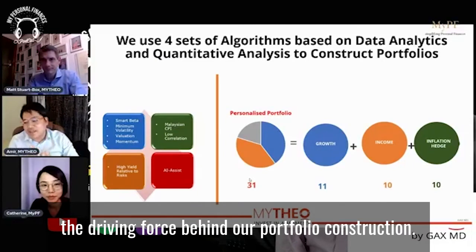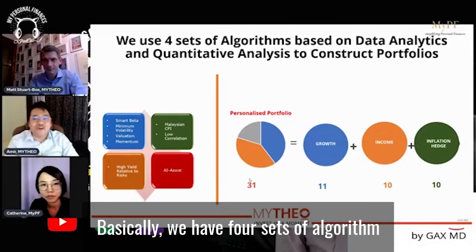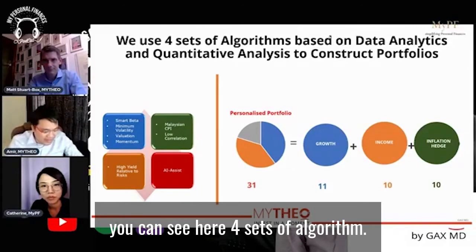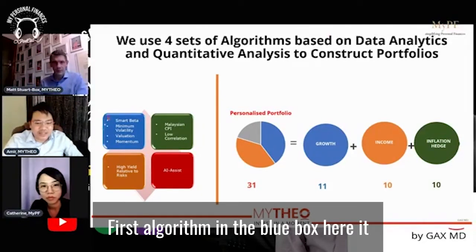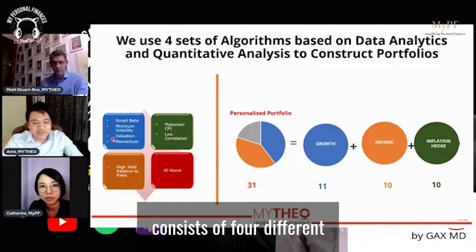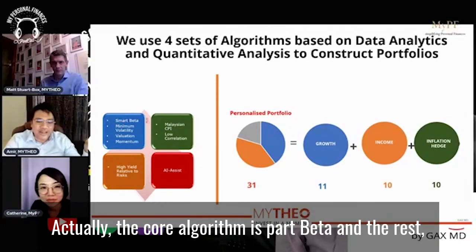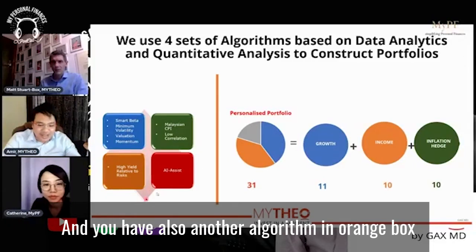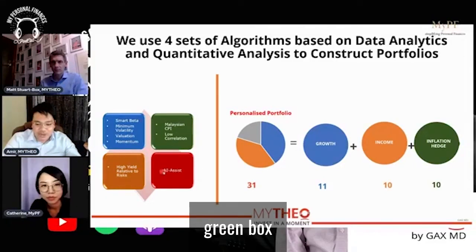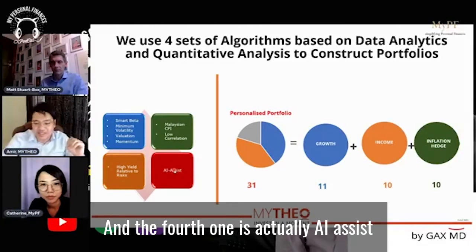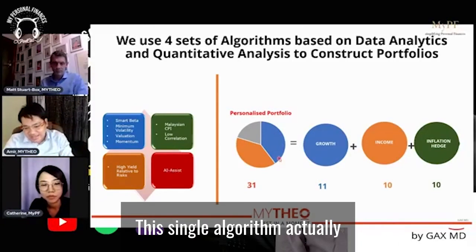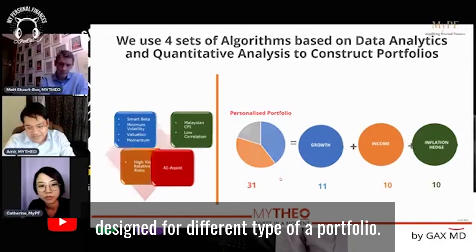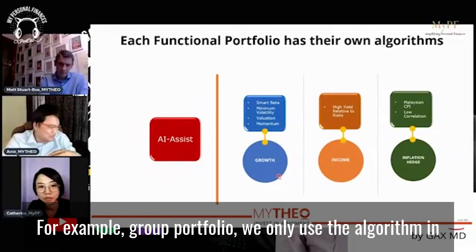The driving force behind our portfolio construction: basically, we have four sets of algorithm. You can see here, four sets of algorithm. The first algorithm is in the blue box here. The core algorithm is smart beta, and the rest are sub-algorithms under the smart beta. We also have another algorithm in the orange box, the green box, and the fourth one is AI assist. One thing I want to highlight is that each algorithm is designed for a different type of portfolio. For example, for the growth portfolio, we only use the algorithm in the blue box.